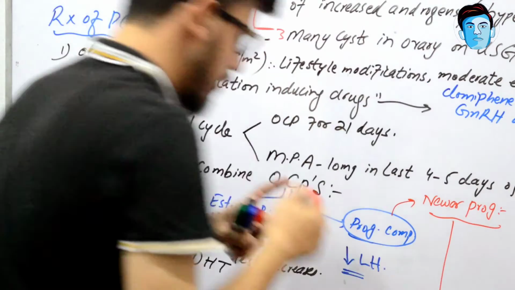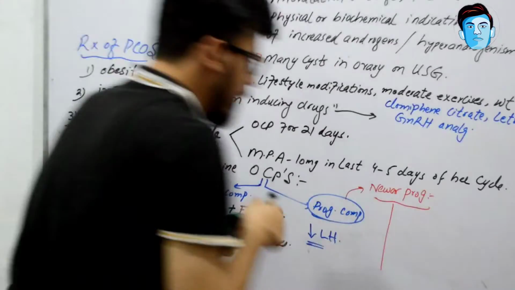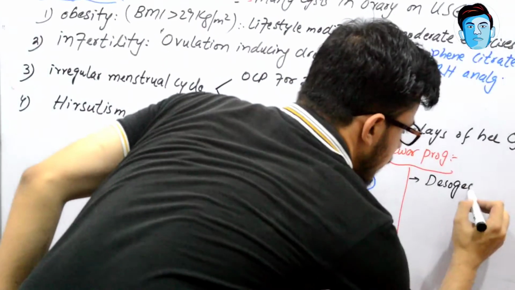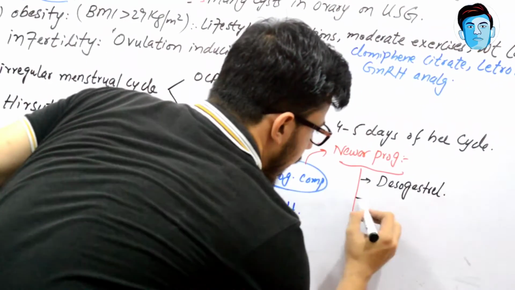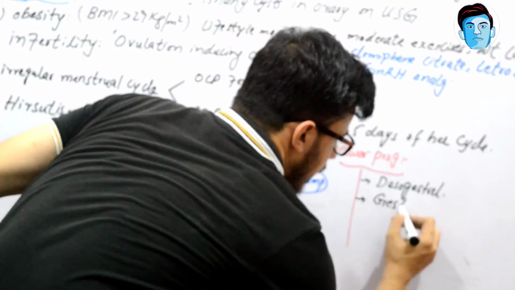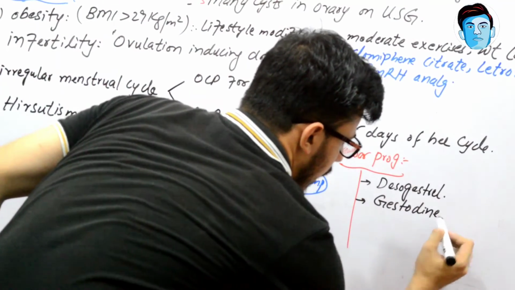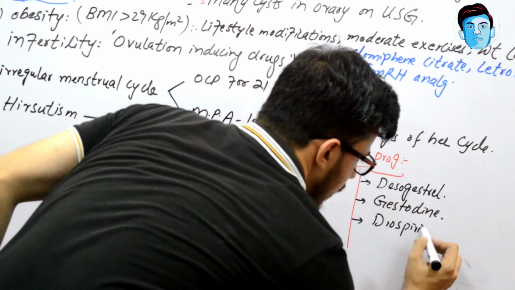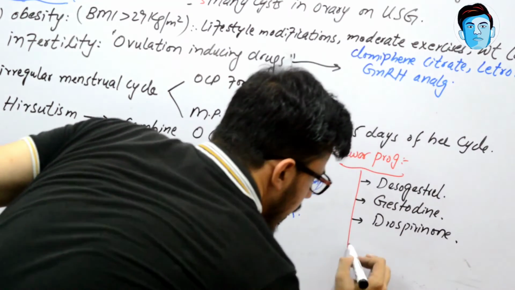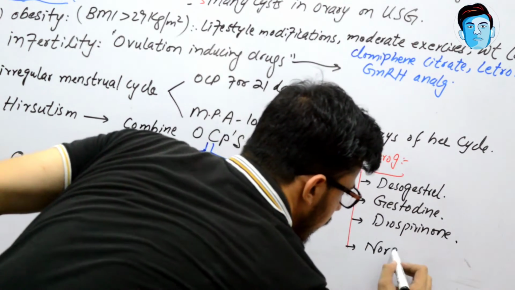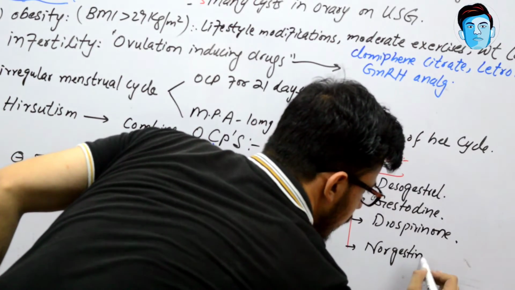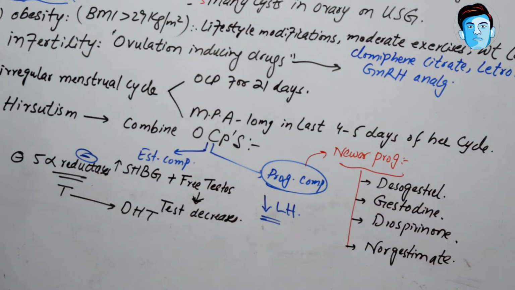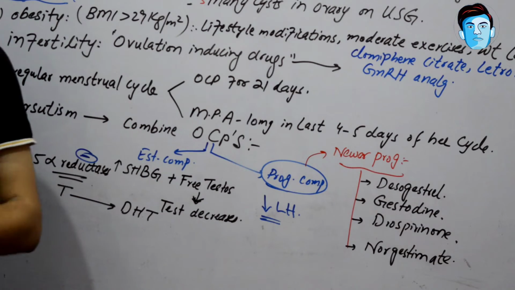Here the progesterones are desogestrel, and also gestodene, and drospirenone, and norgestimate. They are given. So for hirsutism, you have to give the combined OCPs.